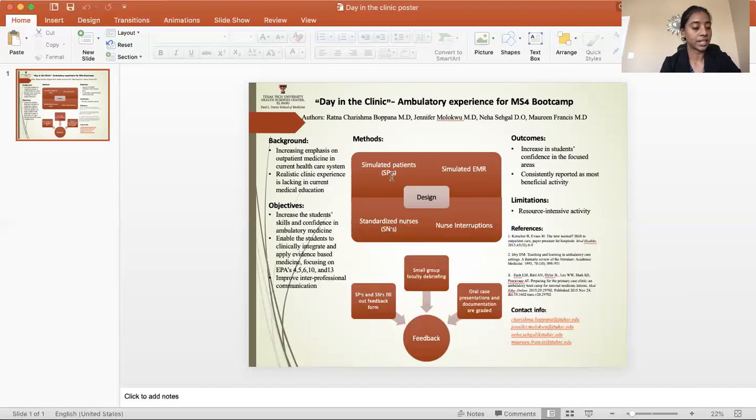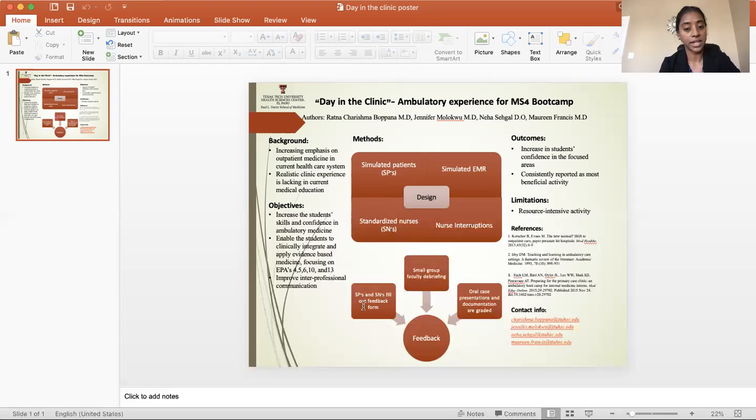Similar to the resident clinic, all students will have to document the clinical encounter in the simulated EMR. Students will have to coordinate the care with the standardized nurses, and the standardized nurses also will interrupt the students with short clinical scenarios similar to actual resident clinic. The faculty, standardized nurses, and simulated patients provide immediate and thorough feedback for the students.